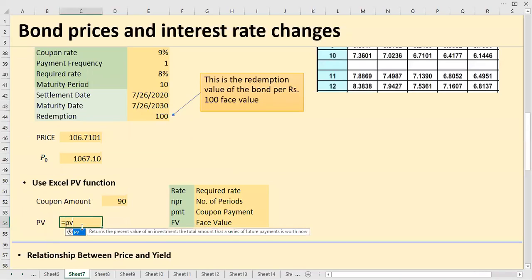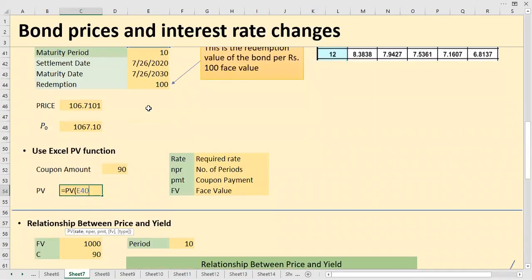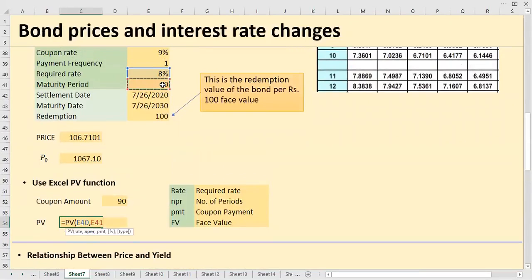PV is equal to, first we should give it the rate. The rate here is the required rate of return. So I'm going to select 8% required rate of return, right? Then comma, then we have the number of periods. How many years? For that I am going to select the maturity period, that is 10 years. Then we need to add the payment value. How much are we getting in each and every year, that is 90 rupees.